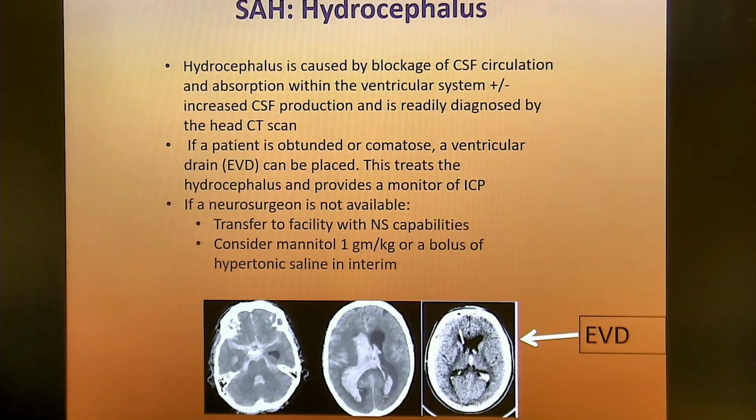Hydrocephalus is caused by blockage of the CSF circulation and absorption within the ventricular system. When patients develop hydrocephalus, they can become obtunded or comatose, and in these situations, the neurosurgeon will place an EVD, or external ventricular drain.